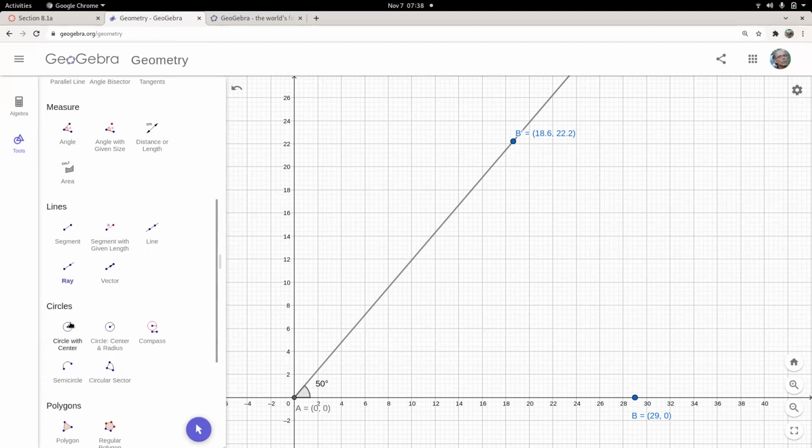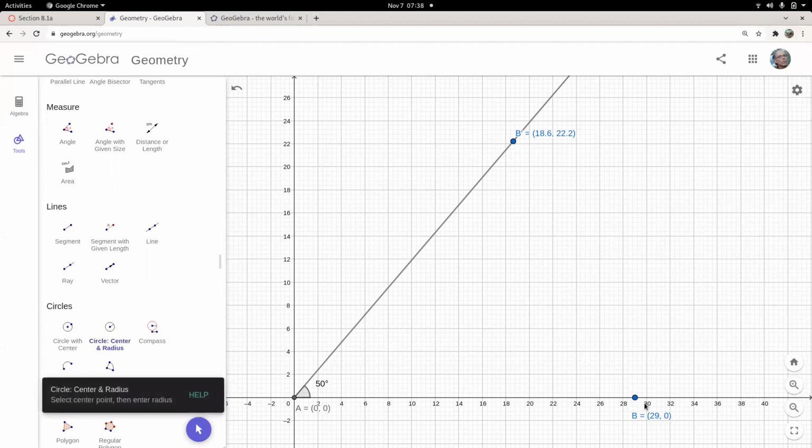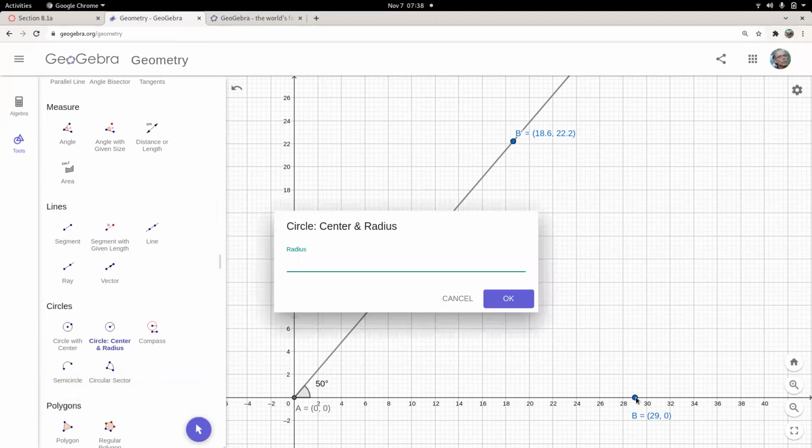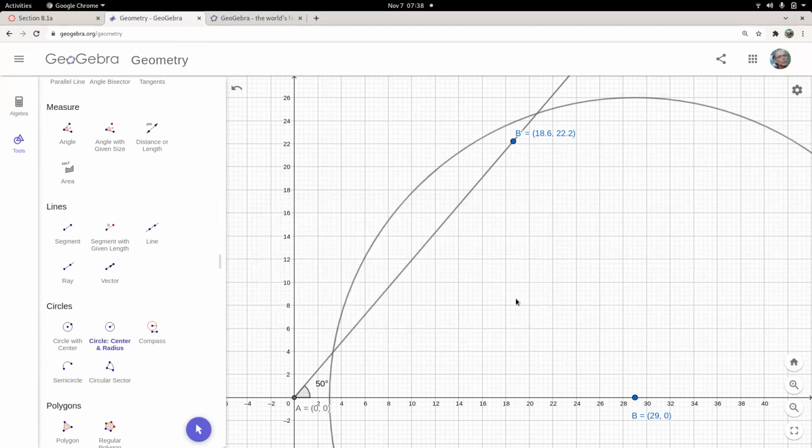So we want circle with center and radius. So this one right here, you plot a central point and then a point on the circle. This one here, you plot a center and a radius, which is what I want. So here's my center. And then my radius is going to be 26, the other side. Again, that side 26 had to be opposite. And look at that, the circle hits twice. There's two possible triangles that fit the given information.